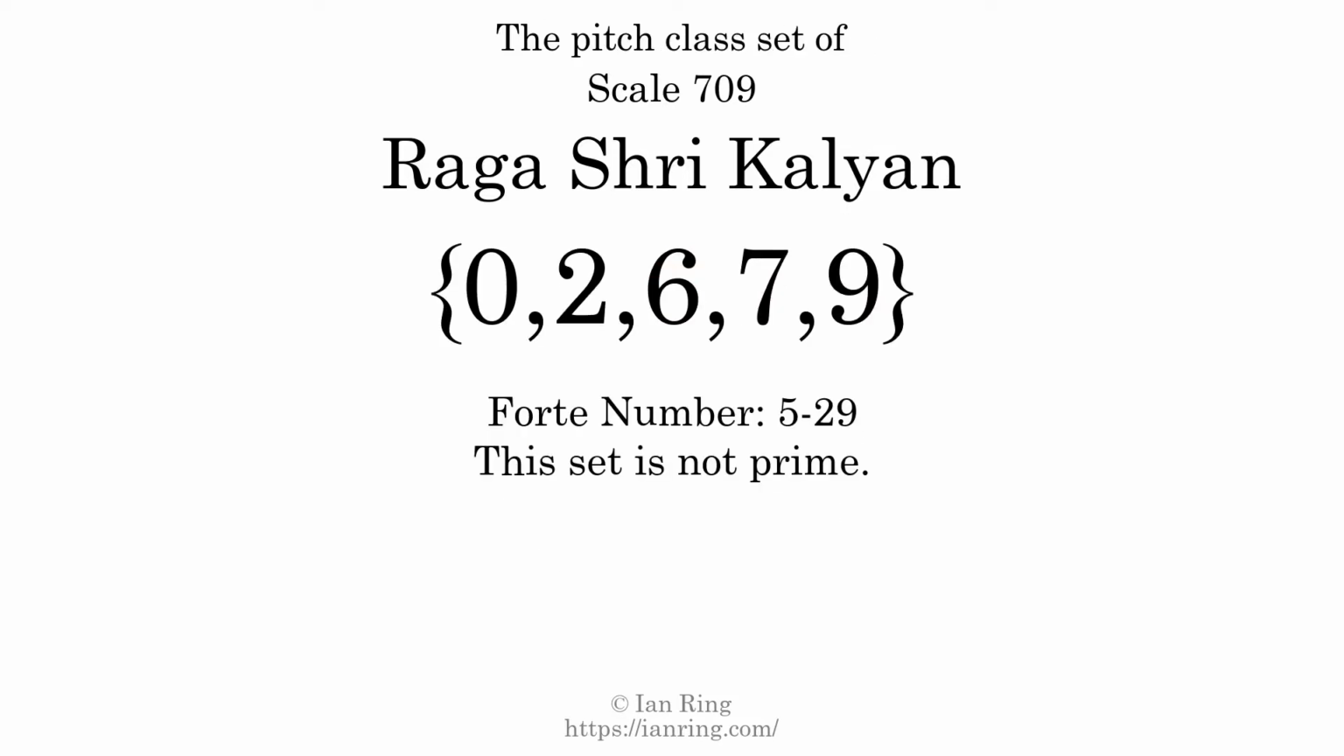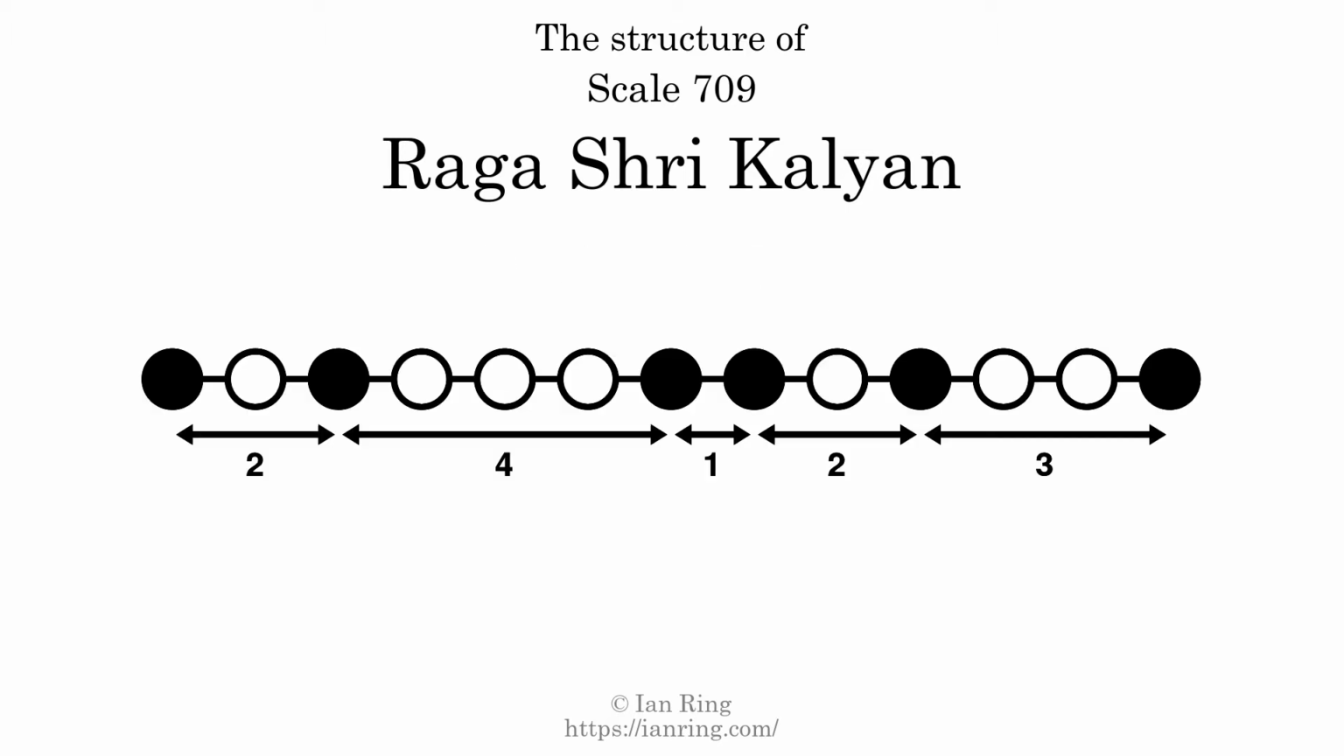The pitch class set for this scale is 0, 2, 6, 7, 9. The fault class is 529. This set is not prime. The structure of a scale is a description of the interval distance between each successive tone. This scale has a structure of 2 4 1 2 3.